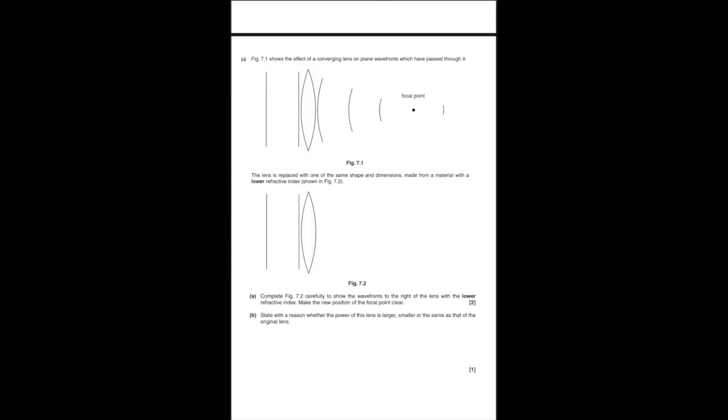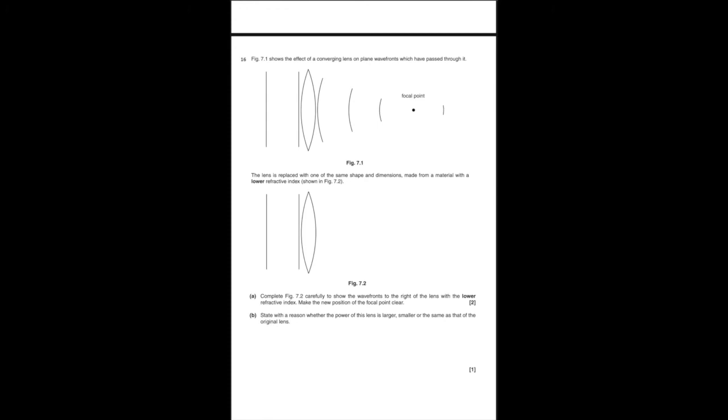And then last one here, nice short one to finish up. Complete figure 7.2 to show the wavefronts to the right with a lower refractive index. Now, refractive index is a measure of how much the light is slowed down by a lens. So a high refractive index means that it is going to refract the light a lot or add a lot of curvature, and a low refractive index, it would add less curvature or refract it less. So in this instance, we've got a lower refractive index.